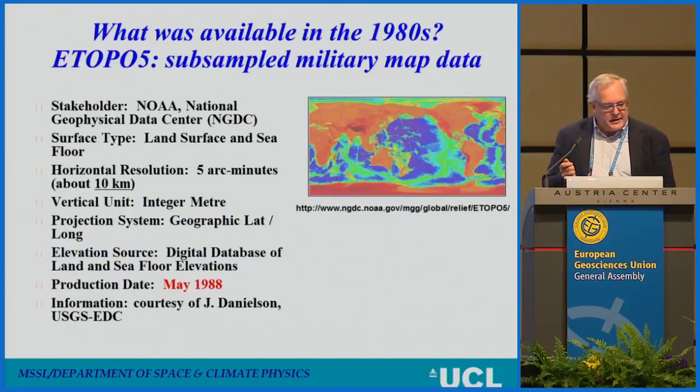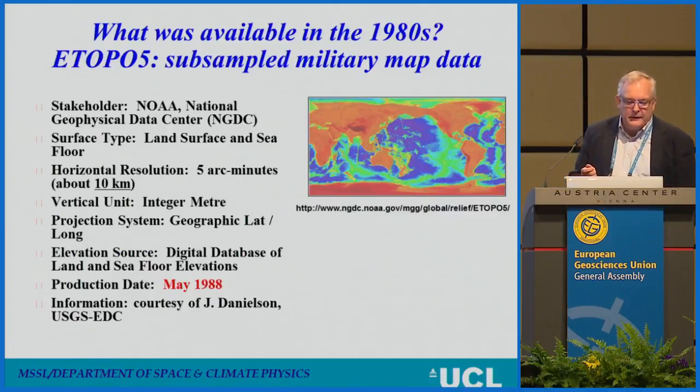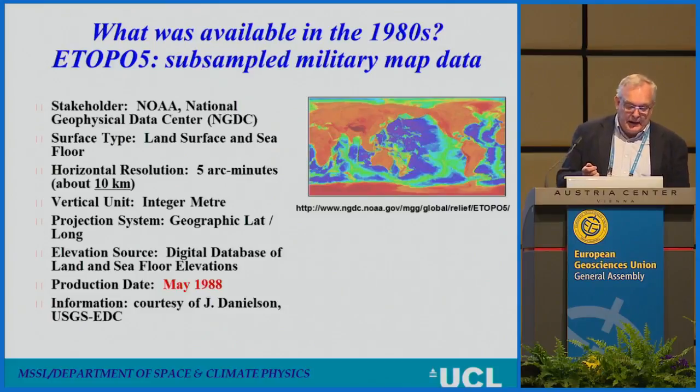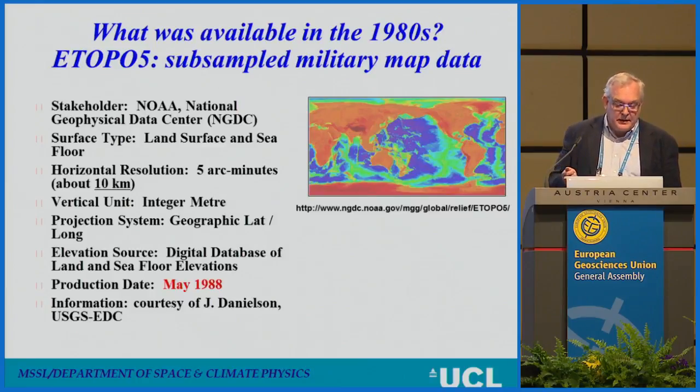So in the 1980s, we had ETOPO5. This was a subsampled military map data set. We had similar resolutions, around 10 kilometers, for bathymetry and also for the land surface. The bathymetry has got down to the order of about 4 to 5 kilometers in most places, particularly in deep ocean, whereas, of course, the land has now got down to 30 meters. The production date predates the falling of the Berlin Wall.